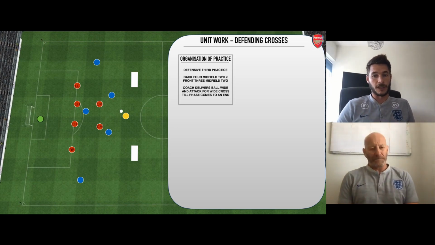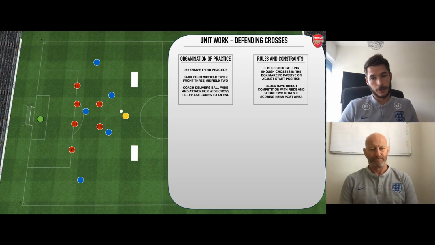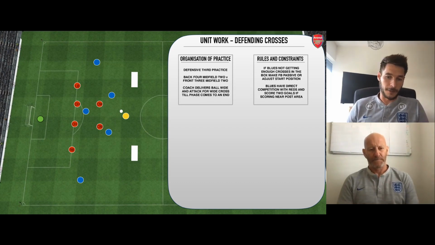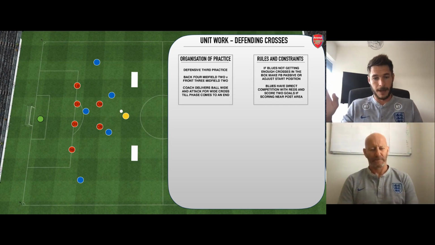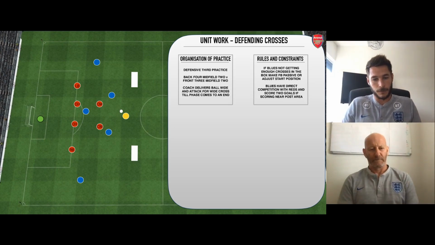So the coach will deliver the ball into the Blues or directly wide until that phase comes to a complete finish. So the rules and constraints: if the Blues are not getting enough crosses in the box, we're going to make the fullback either passive at the start so that cross can come in and we can really work on defending it, or we'll adjust the start position of that fullback. So we may just narrow them in, or we may actually get them to be a little bit higher. So it means they have to recover into a position rather than being completely passive. We're going to manage that and see how it goes within the session.